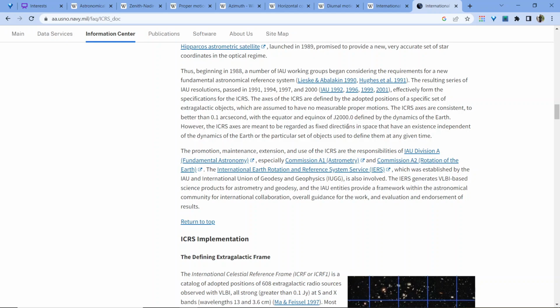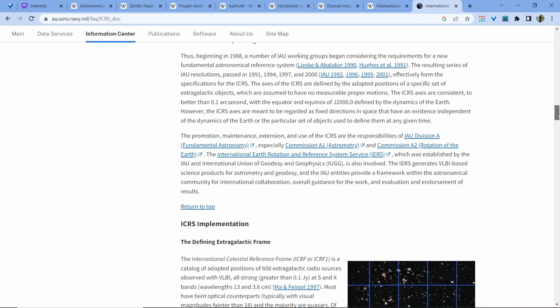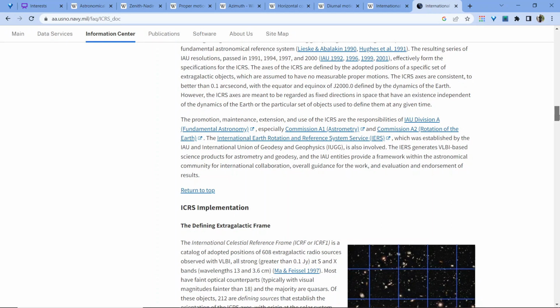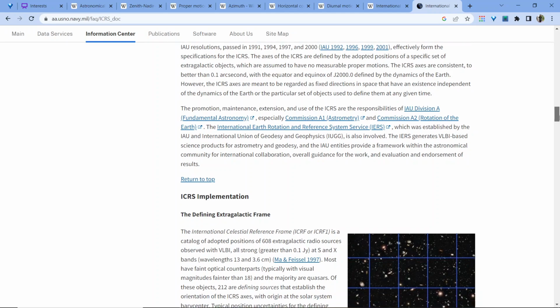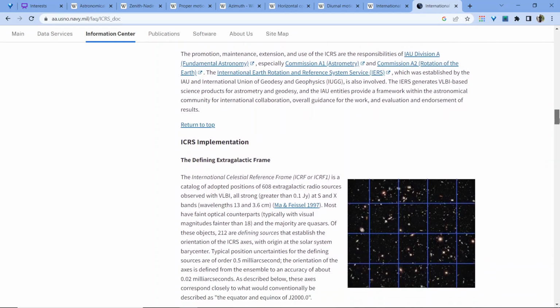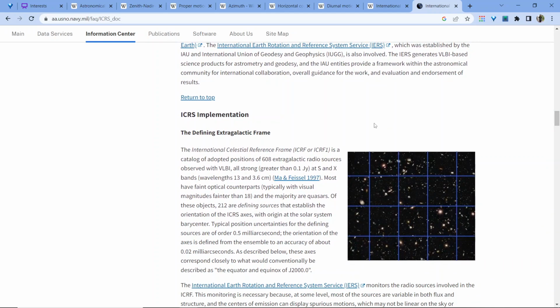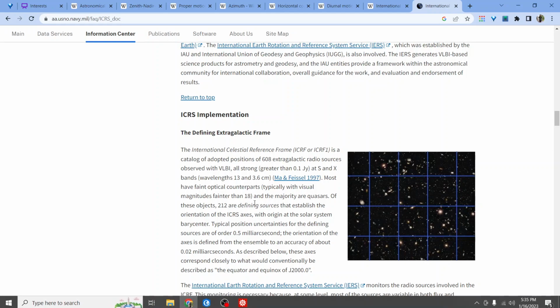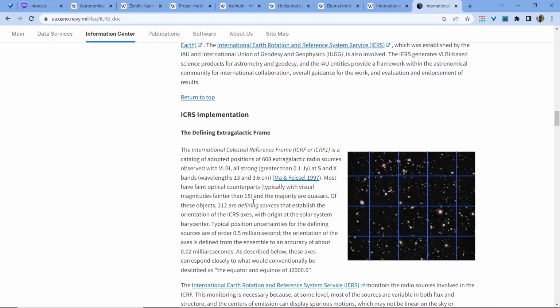The International Earth Rotation and Reference Systems Service, IERS, which was established by the IAU and the International Union of Geodesy and Geophysics, IUGG, is also involved. The IERS generates VLBI-based science products for astrometry and geodesy, and the IAU entities provide a framework within the astronomical community for international collaboration, overall guidance for the work, and evaluation and endorsement of results. ICRS implementation, the defining extragalactic frame. The International Celestial Reference Frame, ICRF, or ICRF-1, is a catalog of adopted positions of 608 extragalactic radio sources observed with VLBI, all strong, greater than 0.1 Jansky, I think.